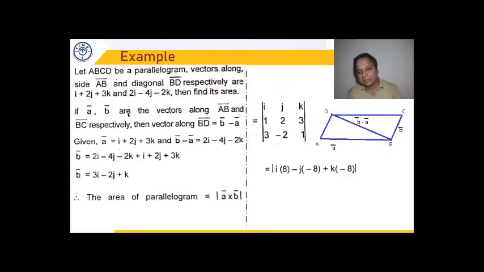2 plus 6, that is 8, minus j into 1 minus 9, that is minus 8, plus k into minus 2 minus 6 is minus 8. We require the modulus of this. So we take 8 out common. So i minus j minus k, its modulus is root 1 plus 1 plus 1, that is root 3. The 8 is outside. So it comes out to be 8 square root 3, 8 root 3 square units. That's the value of the area of the parallelogram.